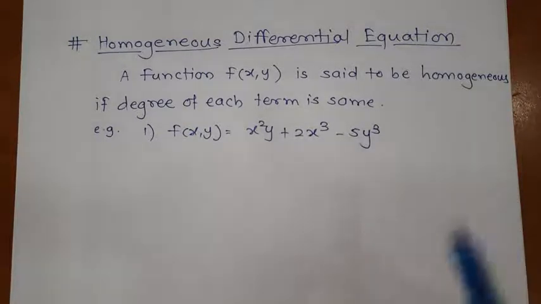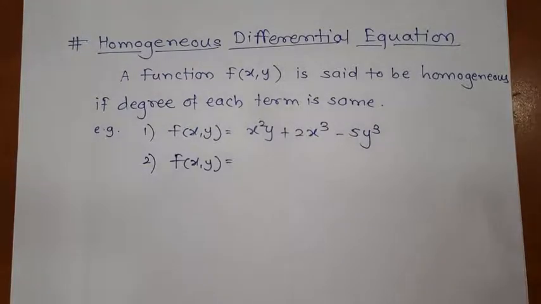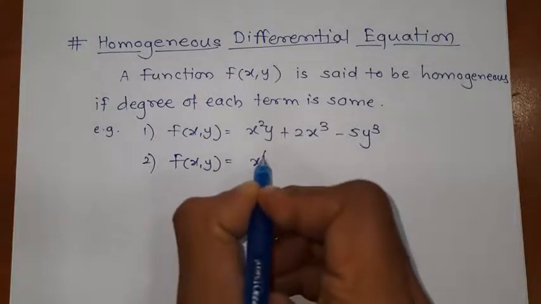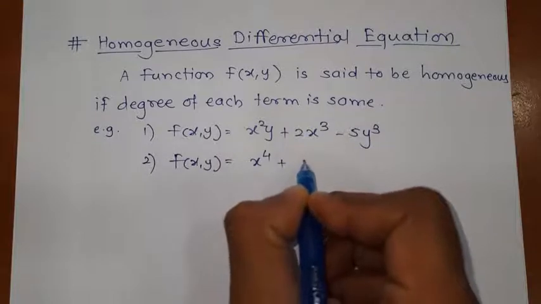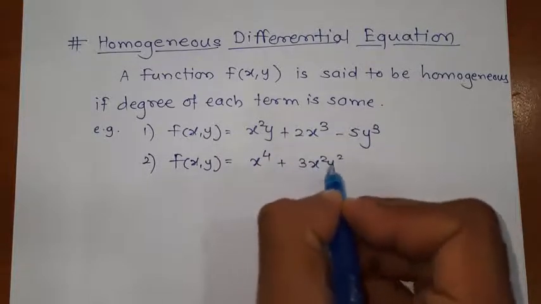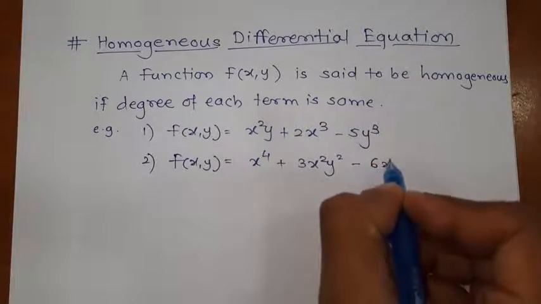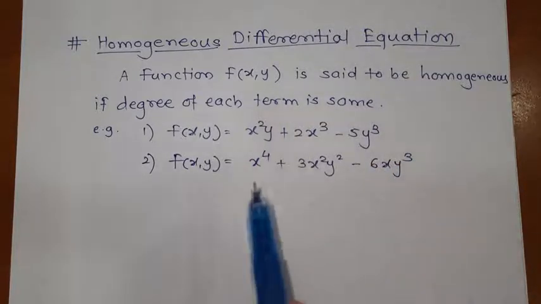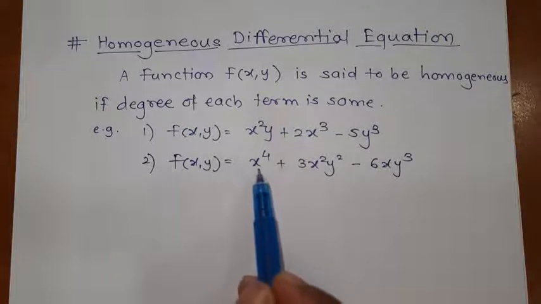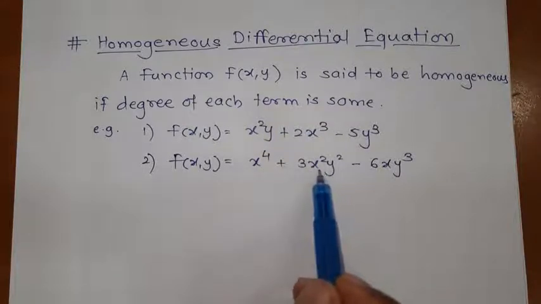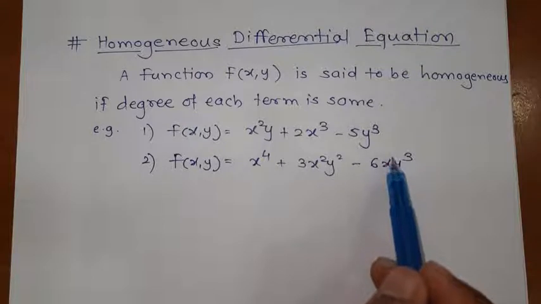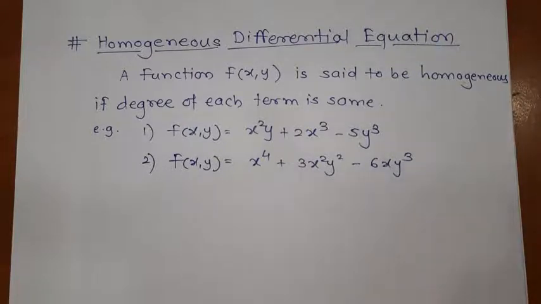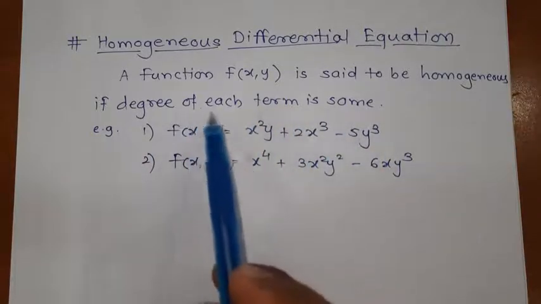Let us see one more example. Now we will write one function where the degree of each term is 4. First I will take x raised to 4, then 3x square y square, minus 6xy cube. This can be an example of a homogeneous function. Its degree is 4: combined power is 2 plus 2, which is 4, and 1 plus 3 is 4. So this is again a homogeneous function. These are examples of homogeneous functions.